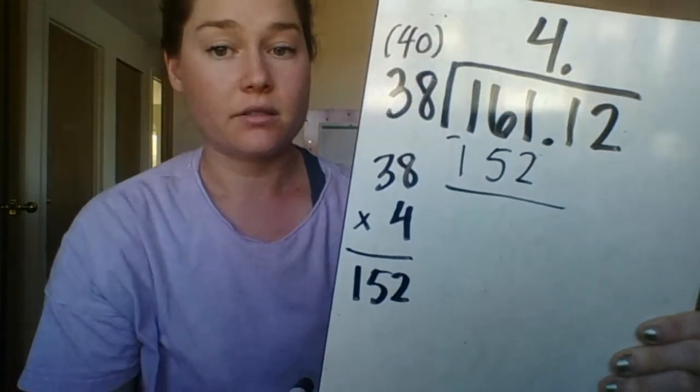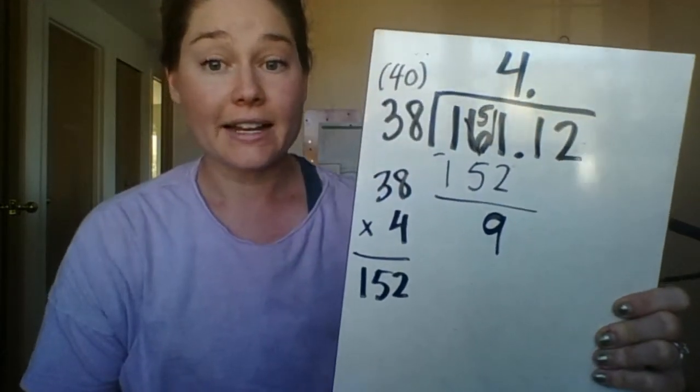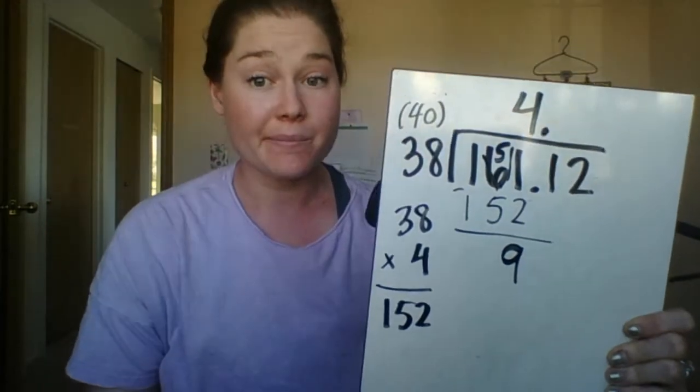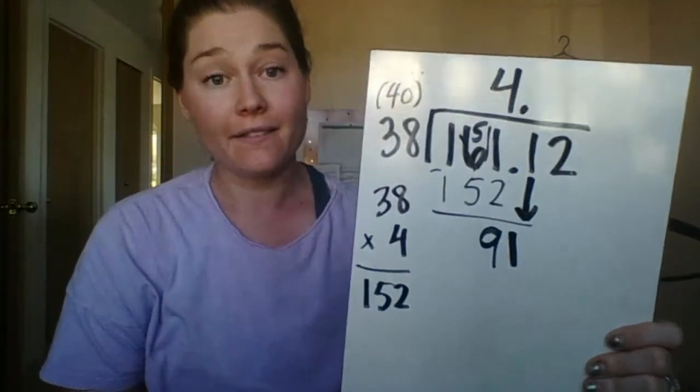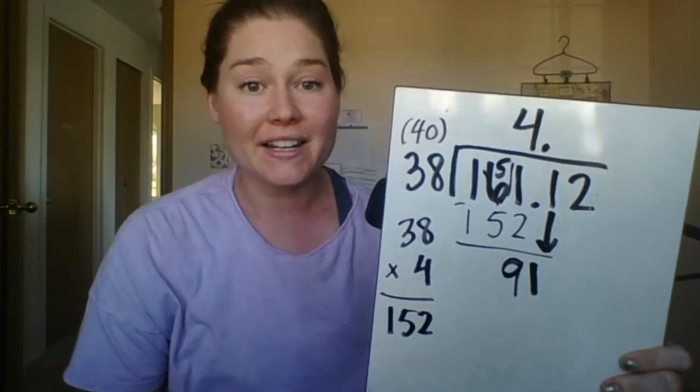All right. Going to put this down so I can borrow and subtract. And I am left with 9. Next step is to, again, ignore that decimal point and bring down the 1. So now I have 91 divided by 40. So 40 goes into 91 2 times.